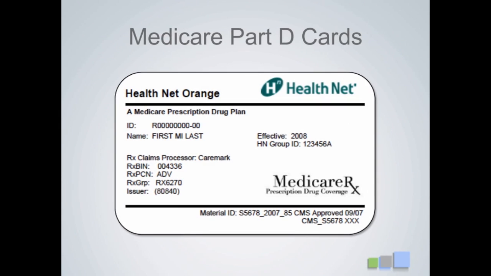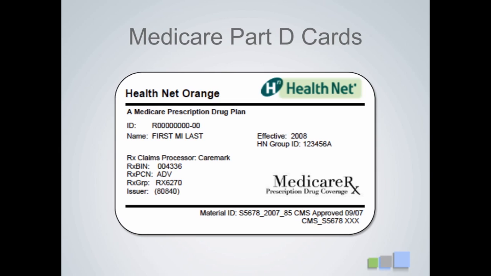This is a sample card for Medicare Part D, which covers prescription drugs and certain vaccines. Sometimes it's called a Medicare Supplement card or a pharmacy card. Like Medicare Advantage, Part D cards are usually issued by a private insurer contracting with Medicare. In this case, Health Net.